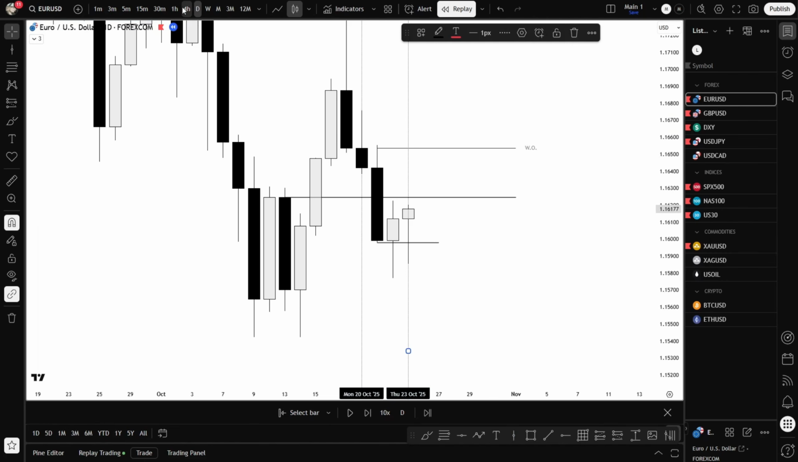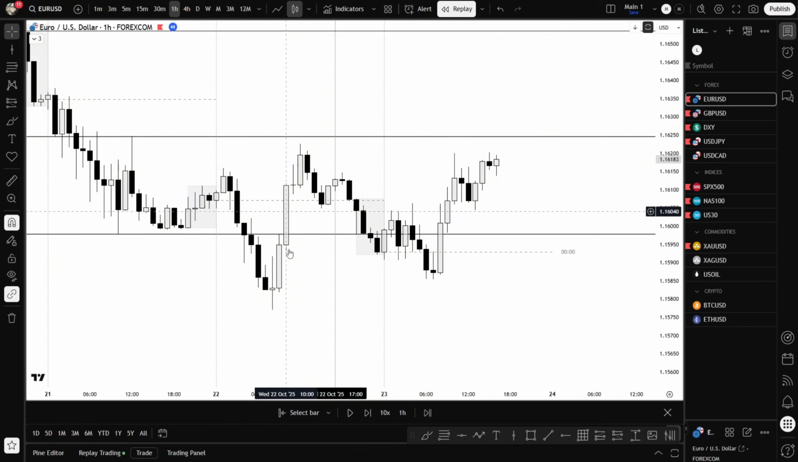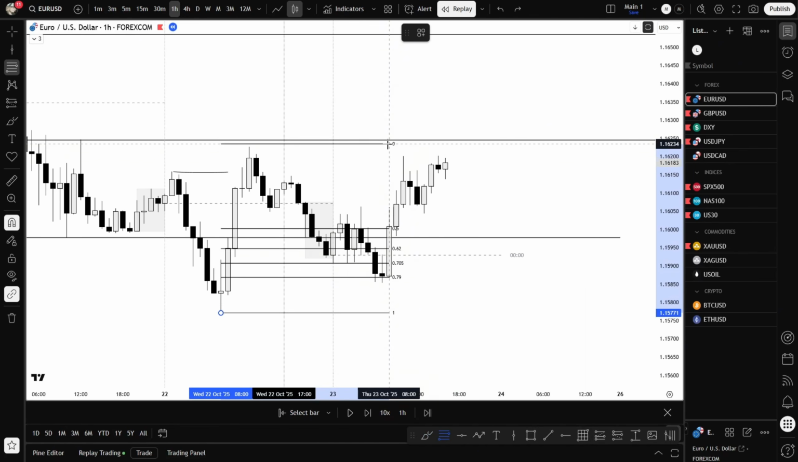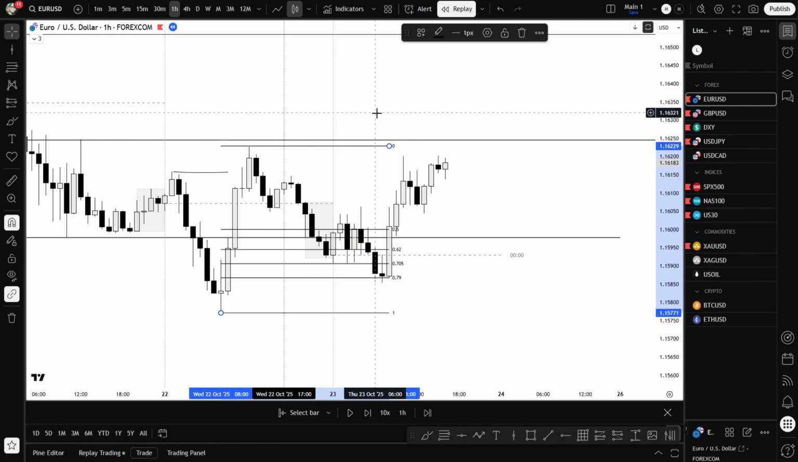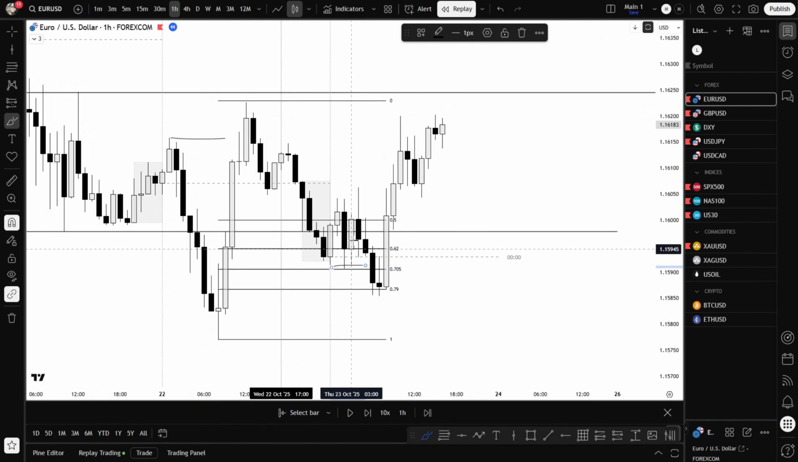Now if you go to hourly, right, what do you have? We broke the high, expansion. Now we start drawing the elements, high probability trades. So you have the OTE, you have the opening price, you have the liquidity pool Asia, right? And you have the manipulation, right? You have a range.